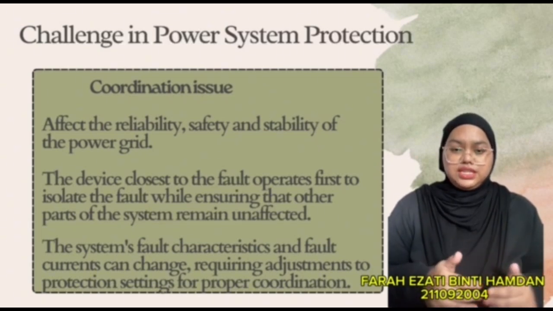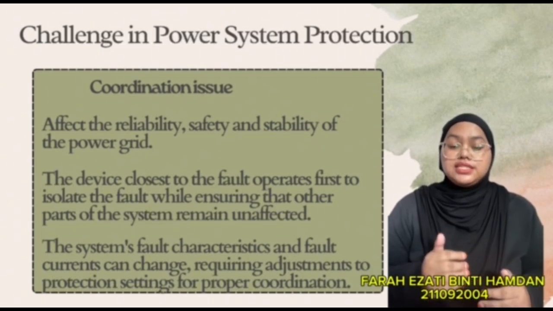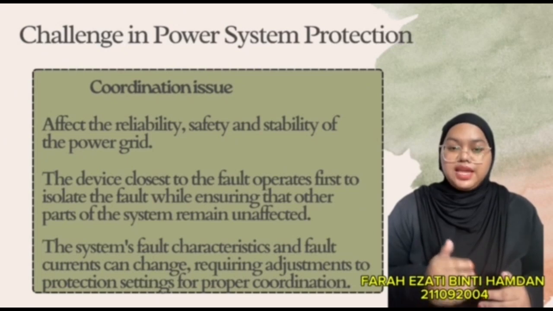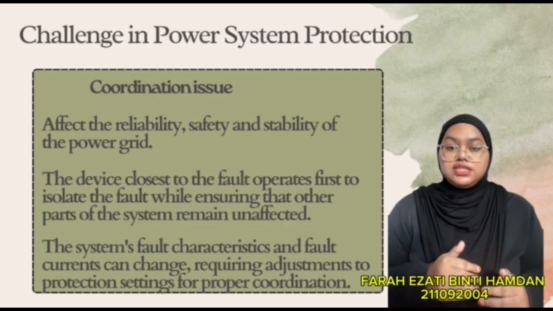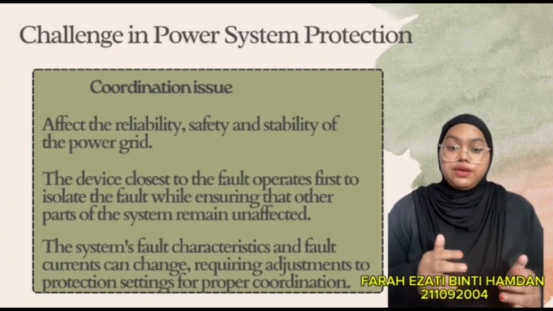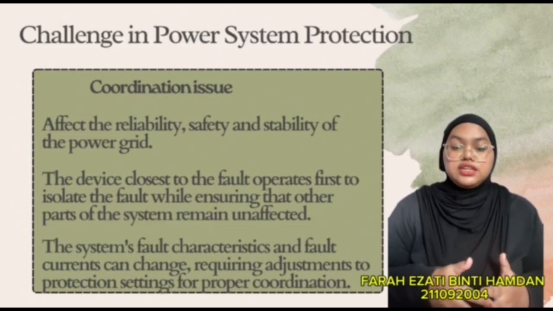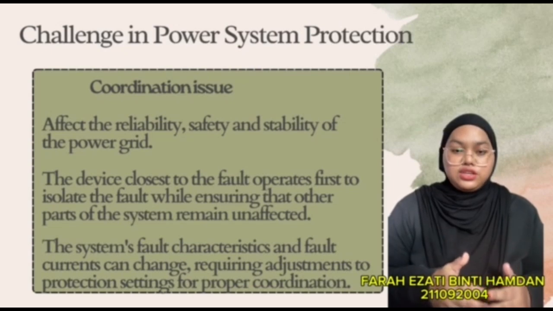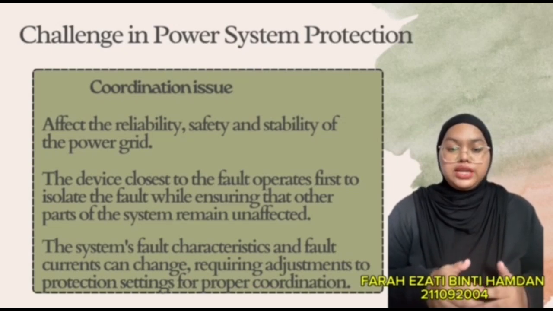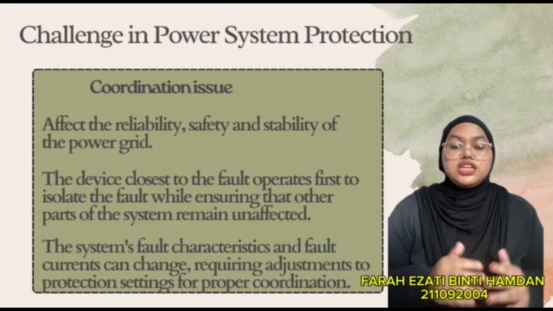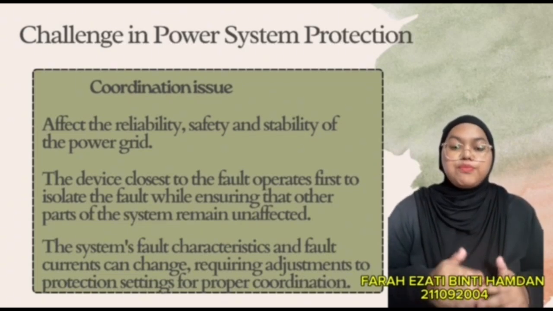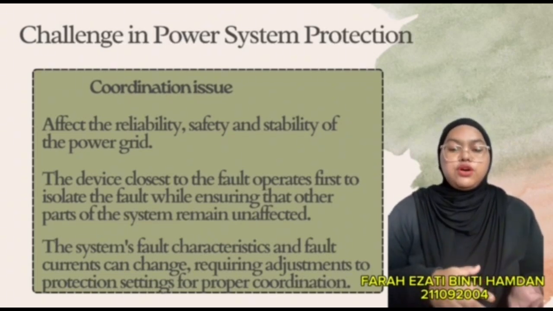Different protection devices in a power system are typically set to operate in a coordinated manner, where the device closest to the fault operates first to isolate the fault while ensuring that the other parts of the system remain unaffected. However, with the integration of renewable energy sources and the addition of new grid components, the system fault characteristics and fault current can change, requiring adjustment to protection settings for proper coordination.